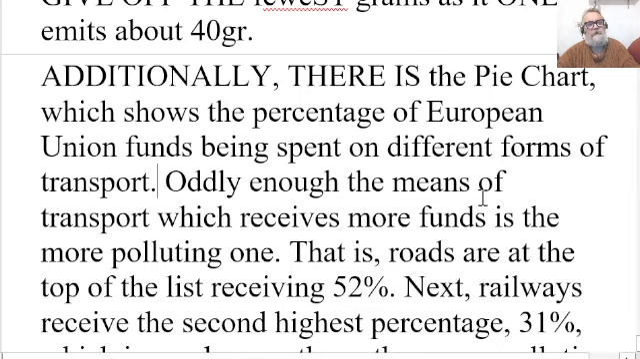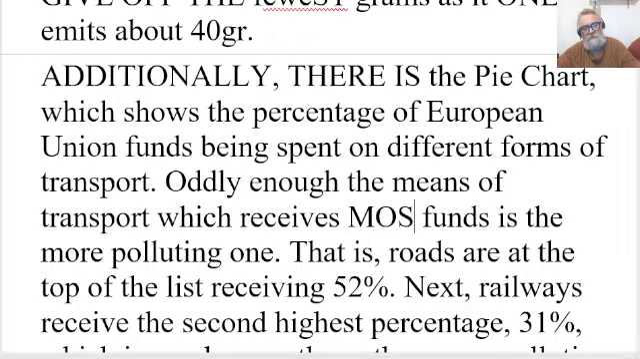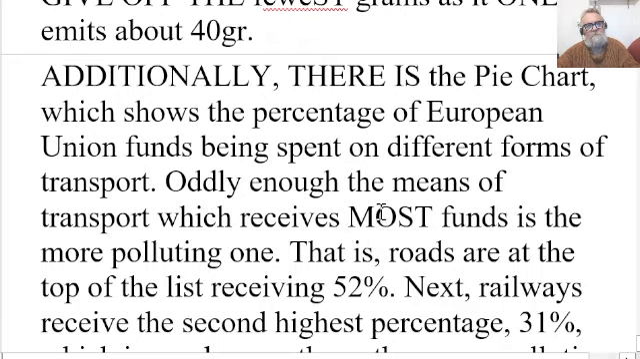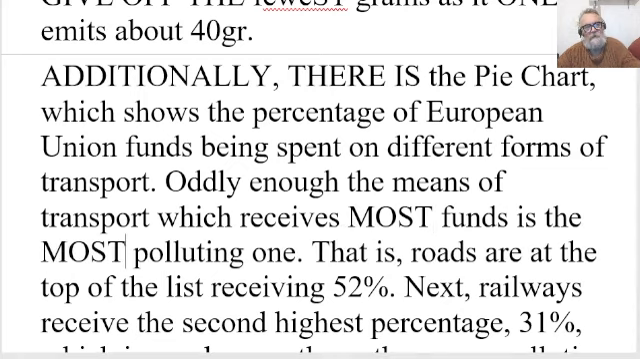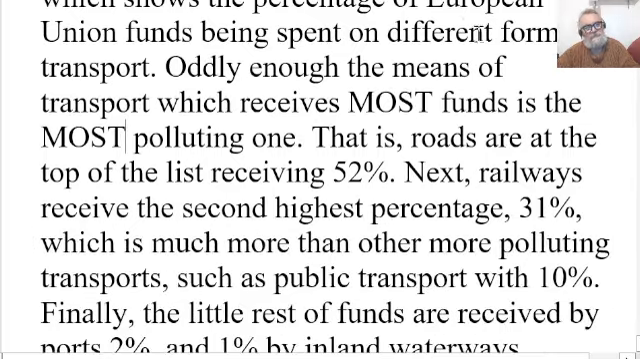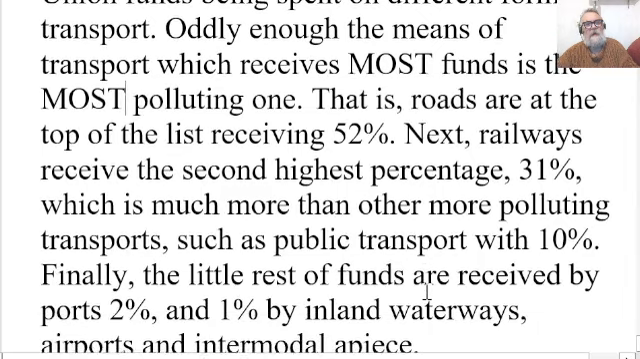Oddly enough, the means of transport which receives, and again receives, most funds is the most polluting one. That's good. Now we've got that, that is, roads are at the top of the listing, receiving 52%. Next, railways receive the second highest percentage, 31%, which is much more than other more polluting transports, such as public transport with 10%.